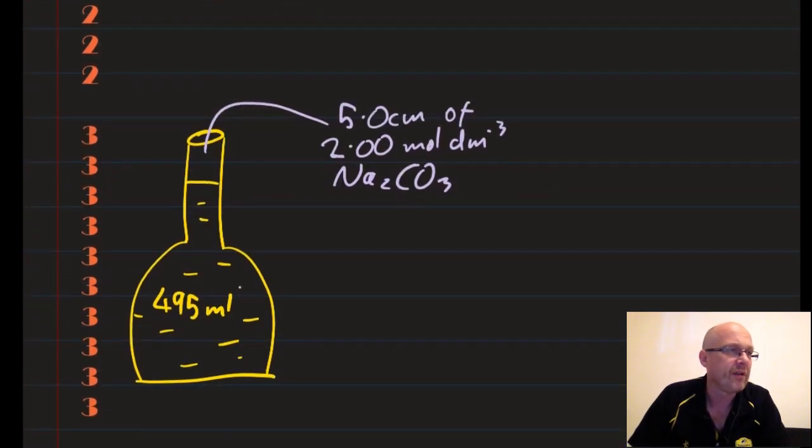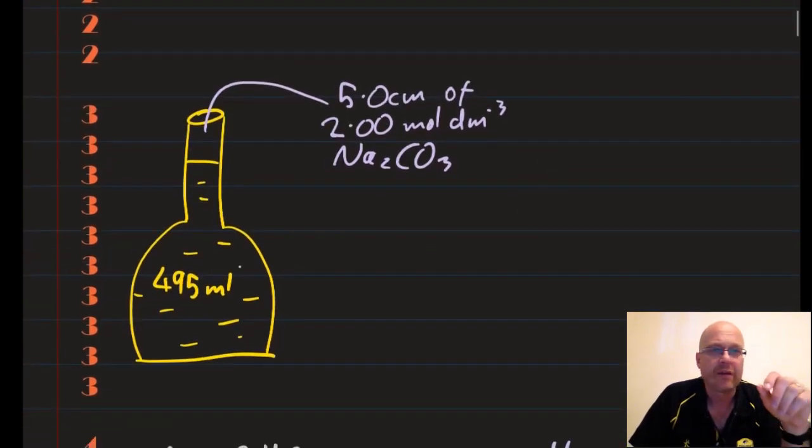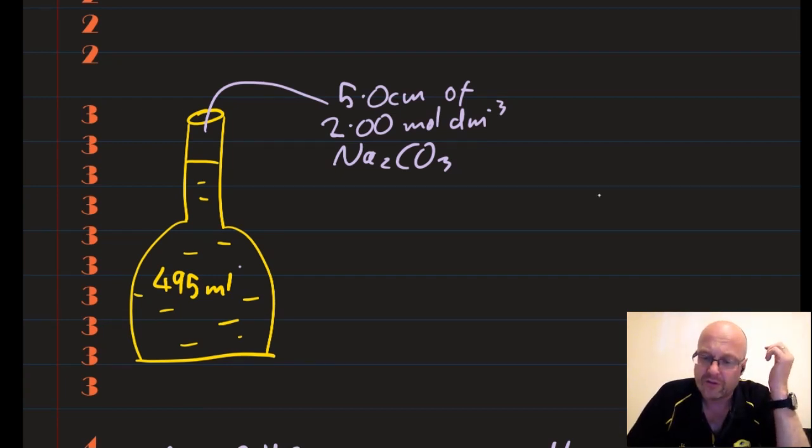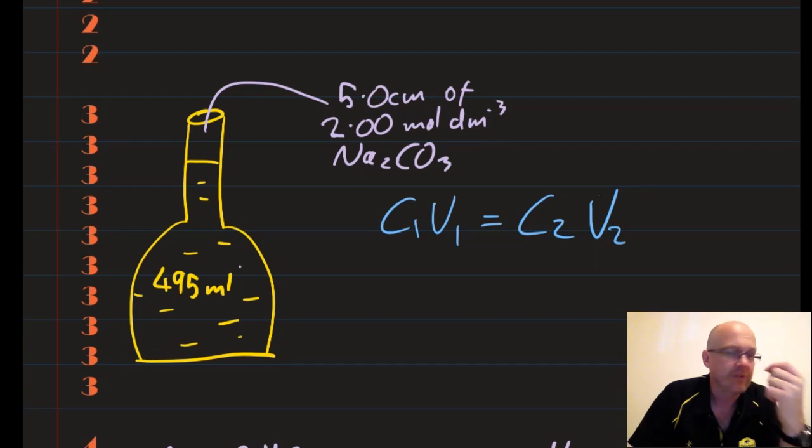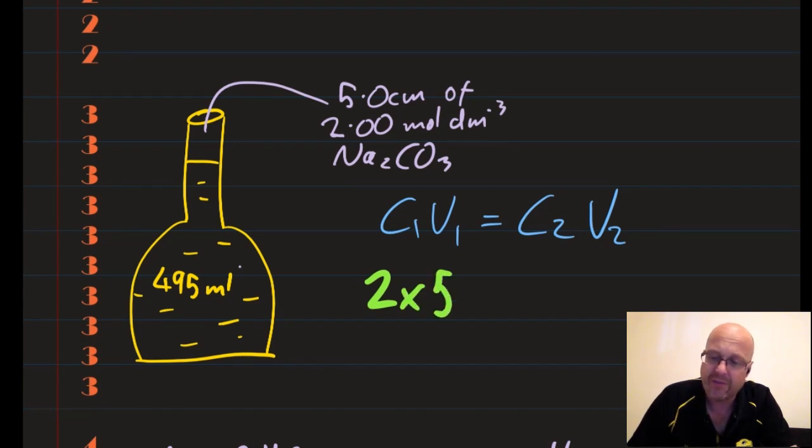Question 3. It's a simple dilution. So you've got C1 V1 equals C2 V2. C1's the concentration at the beginning, V1's the volume at the beginning, C2's the concentration at the end, and V2 is the volume at the end. So let's just put the numbers in. Concentration at the beginning is 2, and the volume at the beginning is 5. No need to convert to decimeters cubed because I'm going to keep both units in milliliters.